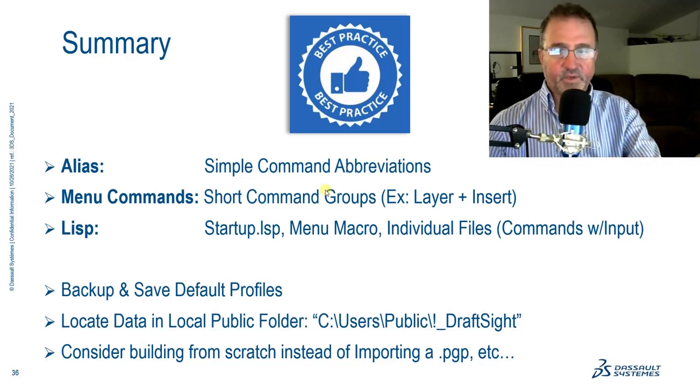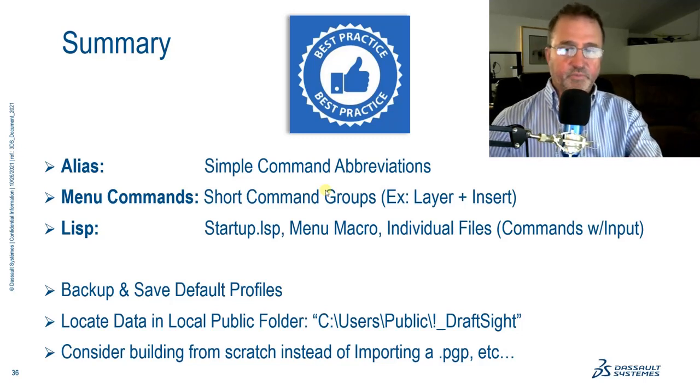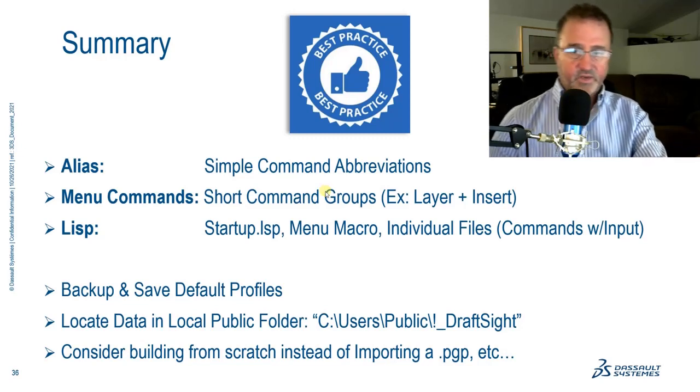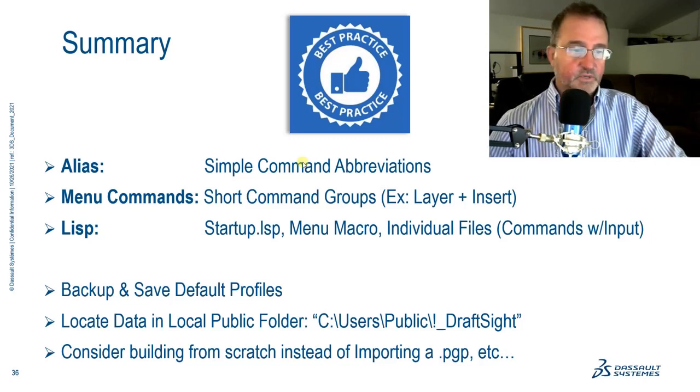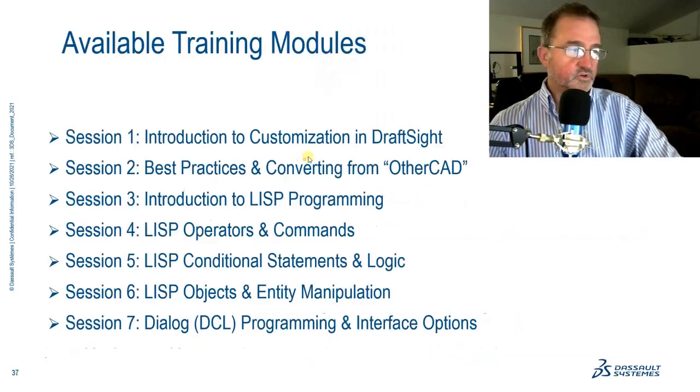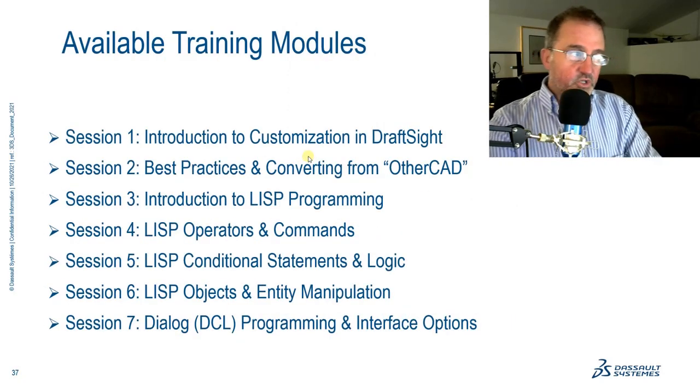Also, again, I would have you consider looking at your PGP files. If you're bringing those in from another CAD system, it might be easier to build some things from scratch, maybe even making those aliases as small Lisp commands so that it's much easier to manage and all in one file, easy to manipulate. And so those are types of things that we'll cover in a future session.